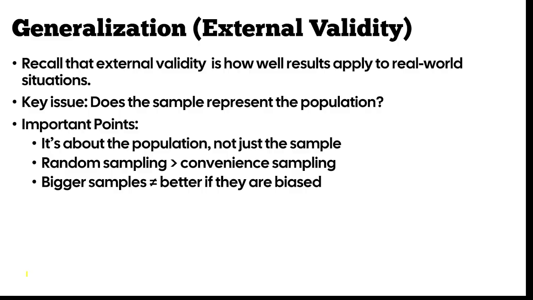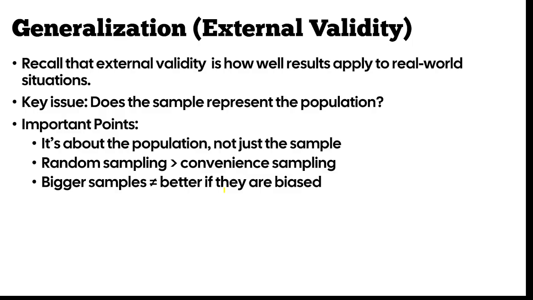So just remember that in general, in science, an experiment is better than a non-experiment. And random sampling is more likely to lend itself to more external validity than a convenient sample. And then you've got this thing at the bottom. It says bigger samples are not equal better if they are biased.